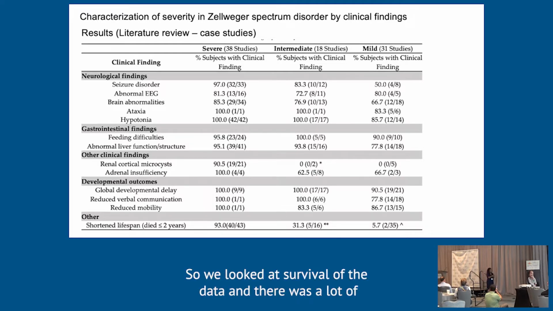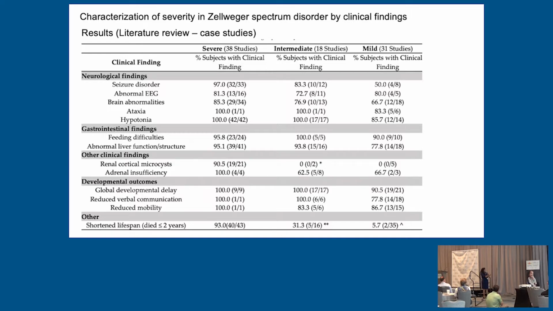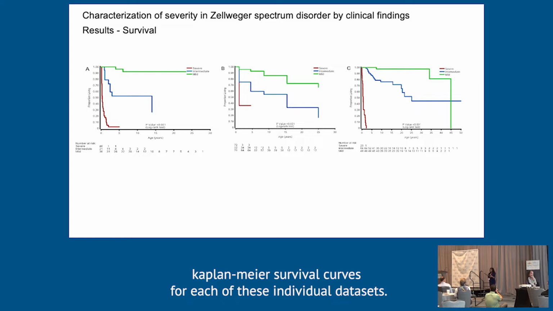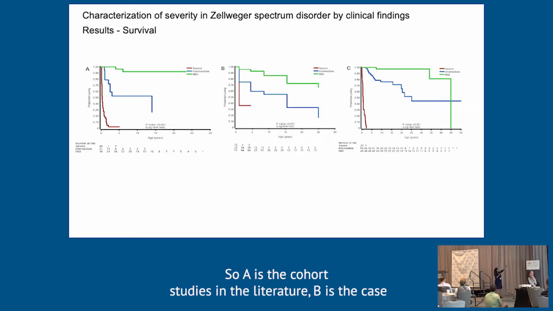So we looked at survival data, and there were a lot of reports on survival in the literature, and we asked our statistician to generate Kaplan-Meier survival curves for each of these individual data sets. A is the cohort studies in the literature, B is the case studies in the literature, and C is the natural history study.